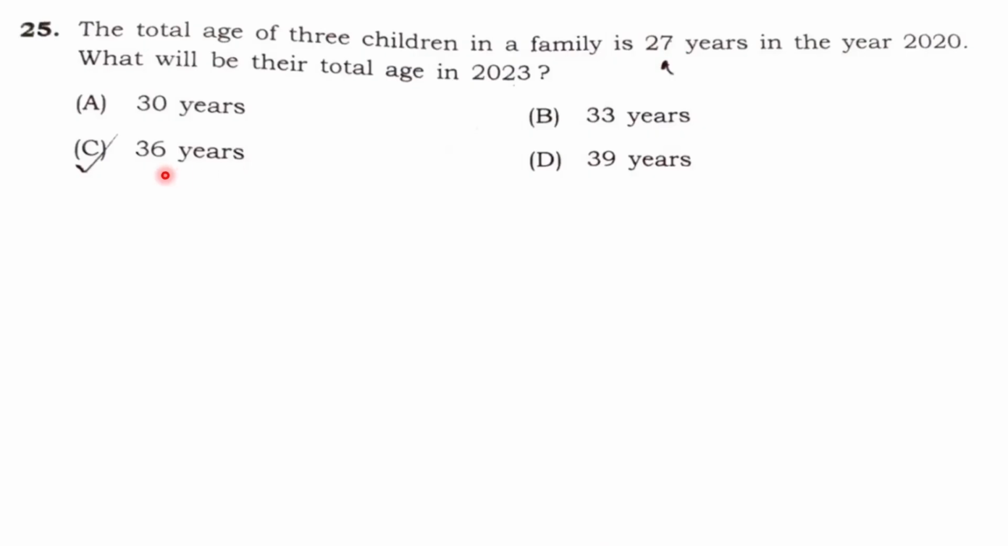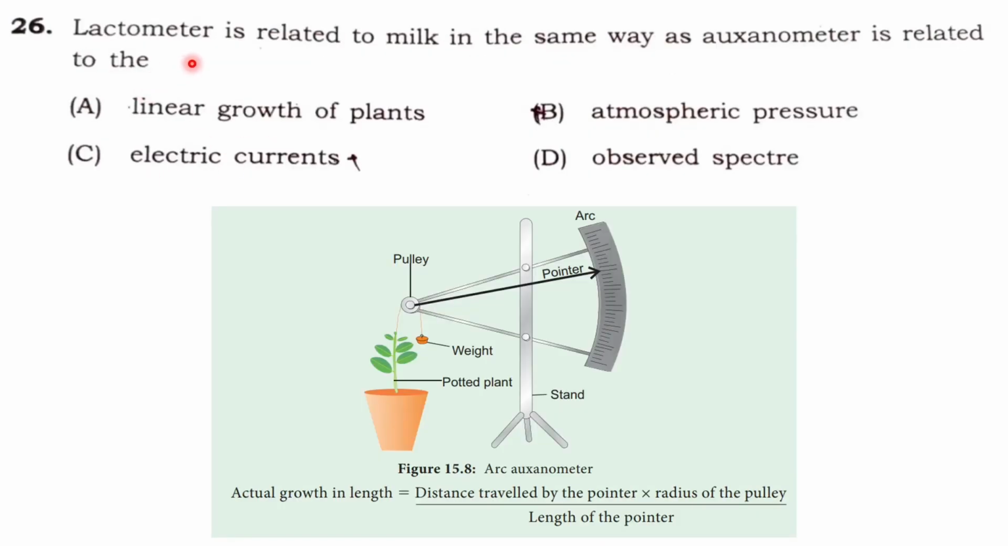Therefore the correct answer is 36 years. Now lactometer is given. Lactometer is related to milk. So what will be the usage of auxanometer? The correct answer is linear growth of plants.